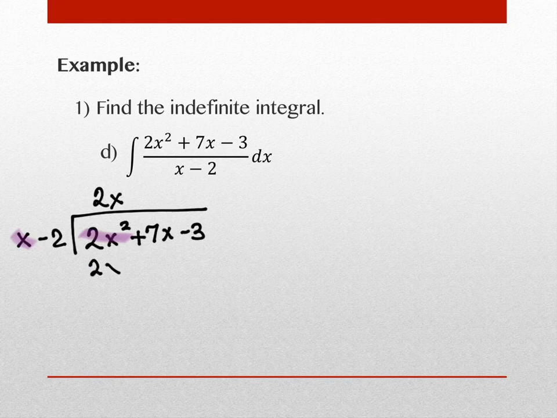So the first piece is going to match identically. That's why we chose it. Okay, it has to. That's the whole point. The next piece doesn't have to match identically. So 2x times negative 2 would be negative 4x. Everyone good so far?